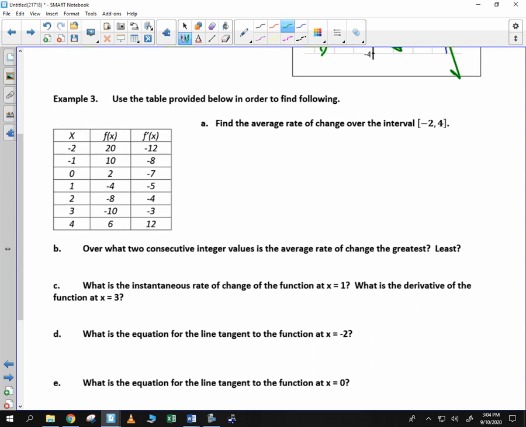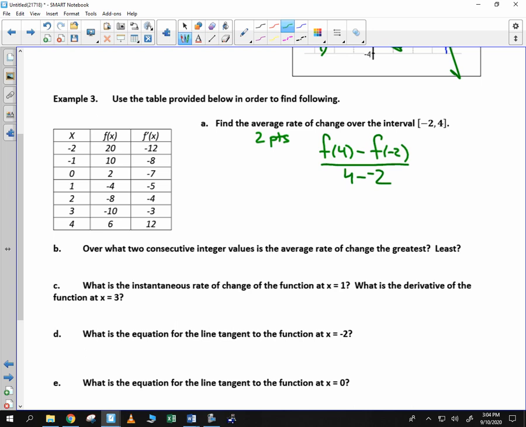Let's look at some differences between f of x values and f prime of x values. It says use the table provided below in order to find the following. It says find the average rate of change over the interval negative 2 to 4. Average rate of change means that we use 2 points. Instantaneous rate of change means we use 1 point. So average rate of change from negative 2 to 4, we simply use our slope: f of 4 minus f of negative 2 over 4 minus negative 2.